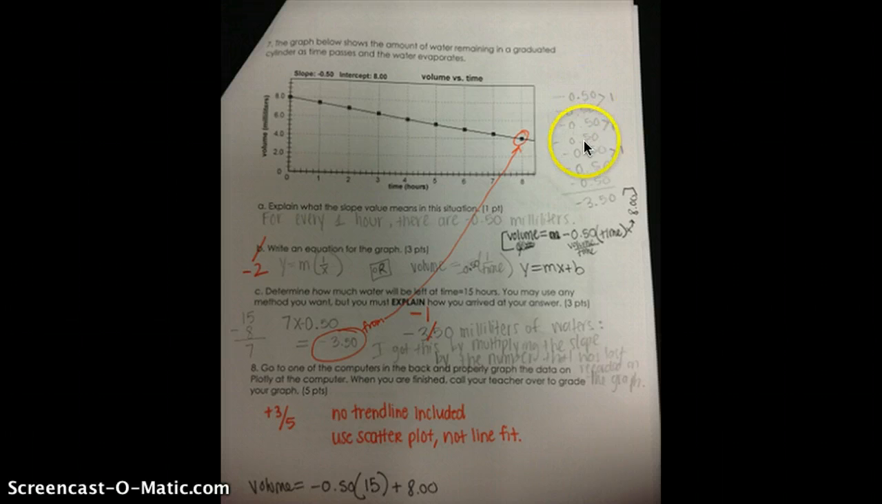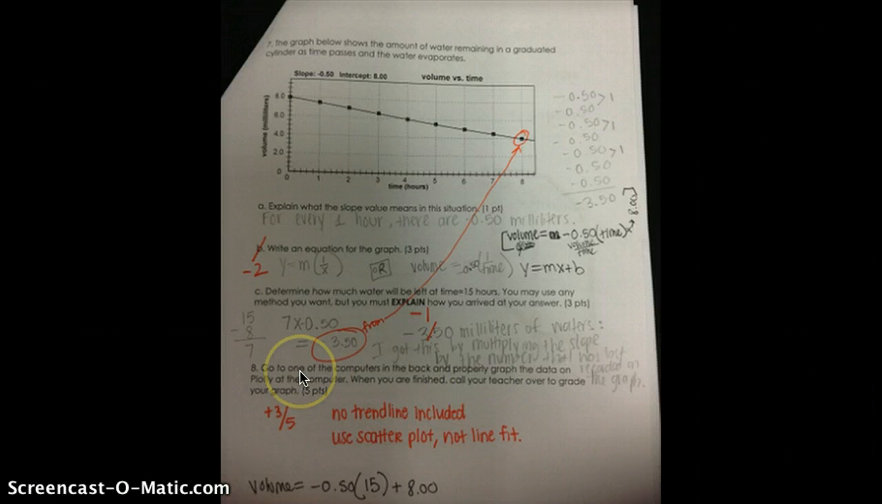Some students, like she did, kept subtracting until she would have subtracted 15 hours. As you can see, she forgot about the intercept starting at 8, and that would have made a difference. But I gave them points for the explanation, and I gave them points for the answer.